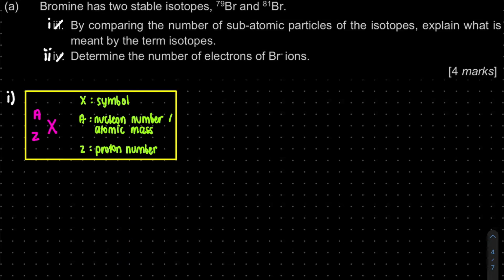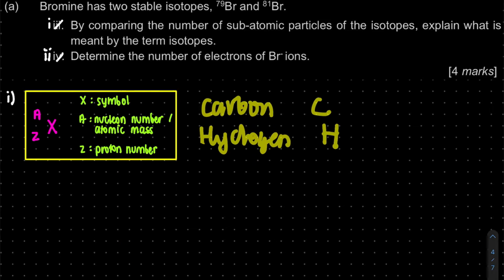First, you need to have your symbol. For example, bromine, its symbol is Br. For isotopic notation, we're not going to write down the full name bromine, we're only going to write down the symbol. For example, for carbon, our symbol is C. Hydrogen, what is our symbol? Our symbol is H itself.